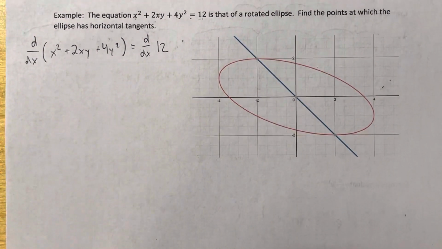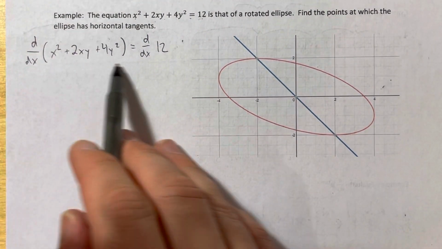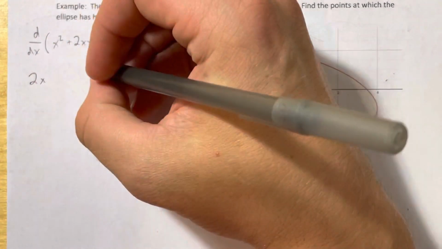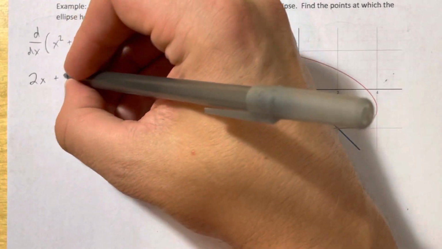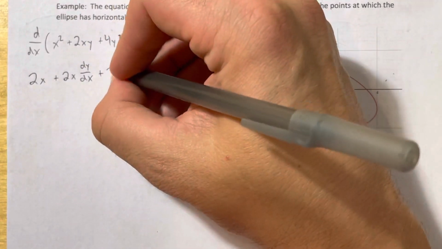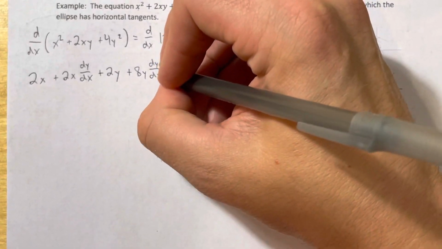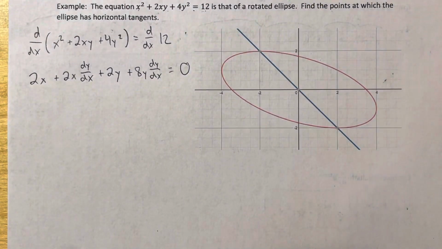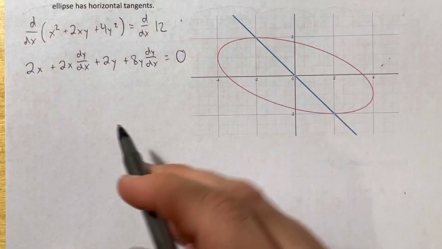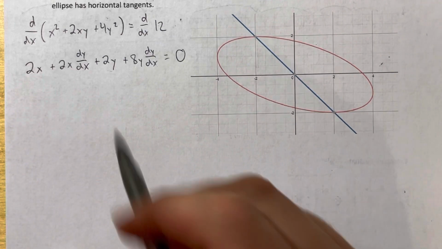Now that we've done a few examples of this, I'm not going to talk through my steps as intentionally. I'm just going to work through what both sides would look like and make sure that you're understanding where I'm getting this from. So this would be 2x plus 2x dy/dx plus 2y plus 8y dy/dx equals 0. Once you've practiced this a few times, you should be able to do what I just did that quickly. Now, as before, we're going to collect my dy/dx's on one side of the equation and then get everything else over to the right.